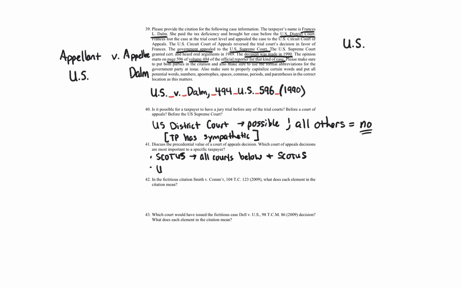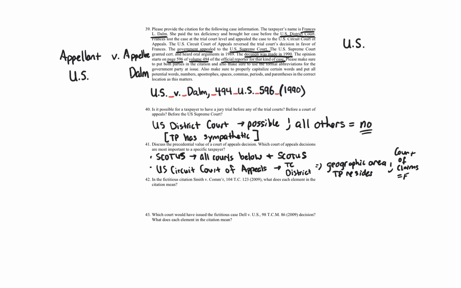But we're talking about the U.S. Circuit Court of Appeals. So remember, for the U.S. District Court and the tax court, it's all about the geographic area where the taxpayer resides. For the U.S. Court of Claims, it's always going to be the federal circuit, always.